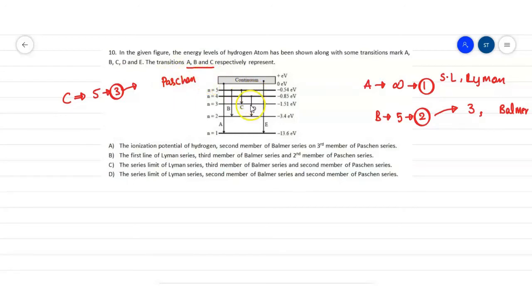5 to 3, so it has to belong to Paschen series. Now 4 to 3 will be the first line, 5 to 3 will be the second line. So this has to be the second line of Paschen series. Now see the options. Ionization potential wrong, first line wrong, series limit of Lyman correct, third line of Balmer correct, and the second line of Paschen correct. So option C will be the correct option for the given question.